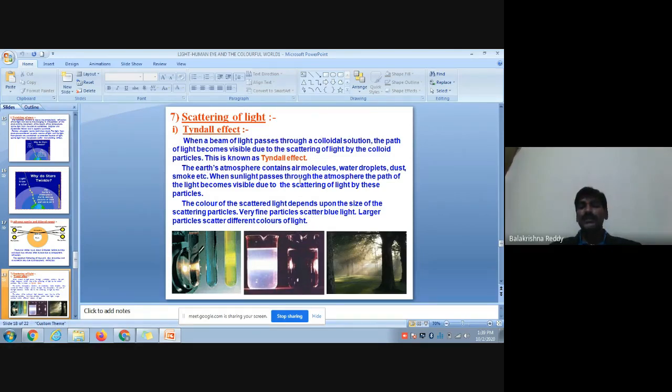So the Earth's atmosphere contains air molecules. We know that so many air molecules and water drops are available, dust and smoke available. Through each and every particle, light rays try to enter. Usually from the sun, when light passes, the light becomes visible due to the scattering of light by these particles only. This scattered light depends on the size of the scattering particles, because in some areas the scattering particles are very small, in some areas very large.